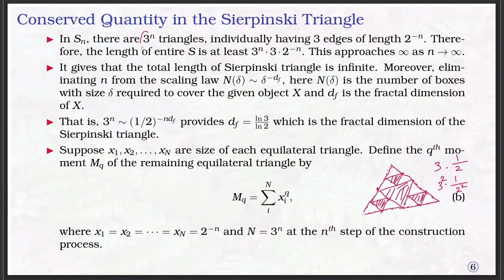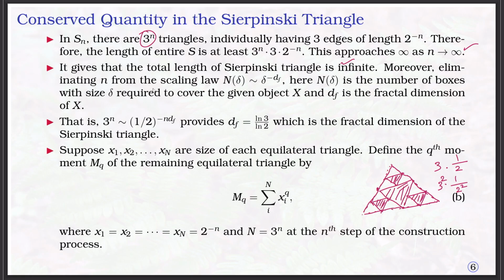So in general, in the nth iteration, we have 3 power n triangles, individually having 3 edges of length 1 by 2 power n, or 2 power minus n. The 3 edges, each of its size is 1 by 2 power n. Therefore, the length of the entire Sierpinski triangle is 3 times 3 power n times 2 power minus n. This approaches infinity as n tends to infinity. Also, it gives the total length of the Sierpinski triangle as infinity.